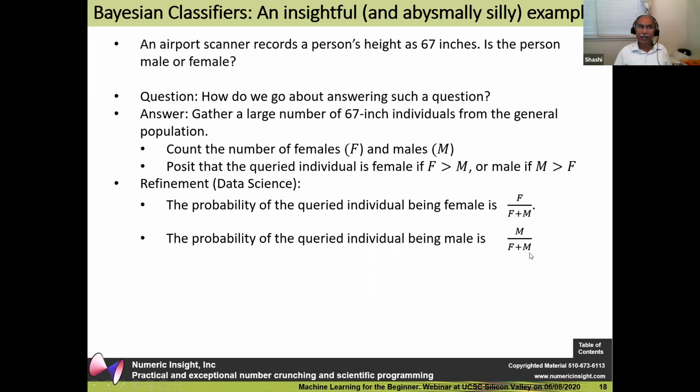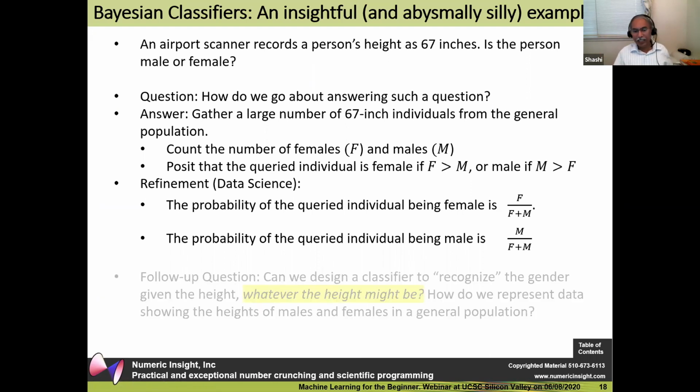So these are two probabilities, right? And of course, you can just go with comparing F and M, or you can go with comparing these two probabilities. You see which of these is bigger than the other. Doing this has some advantages. When I say doing this, I mean doing comparison of probabilities has some advantages, because if the two probabilities are too close, you can say, I don't know, I don't want to guess. You can do that.